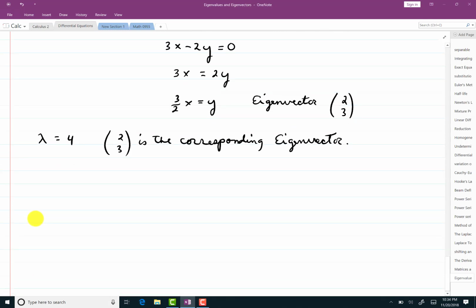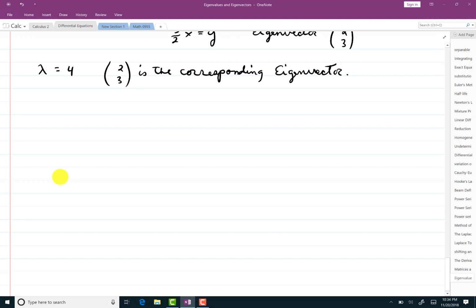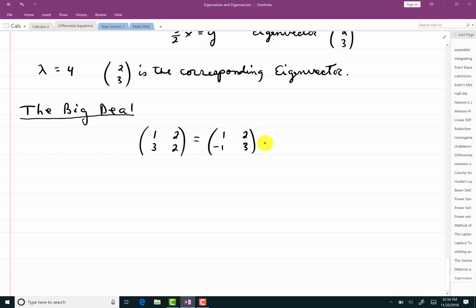So we have our eigenvalues and we have our eigenvectors. What is the big deal? This is the big deal. This is a result from linear algebra. It is a fact that you can take the matrix that you have given, like this, and rewrite it in the following format. So what we have here is called the diagonalization of this matrix.